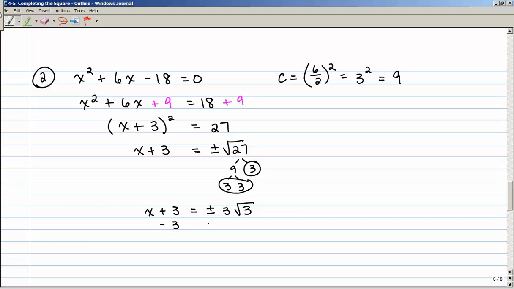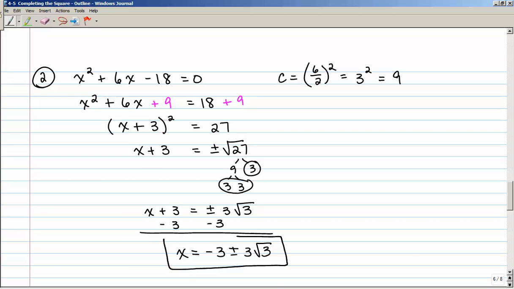And then subtracting 3 from both sides gives me x equals a negative 3, that's this negative 3 right here, plus or minus 3 square root of 3. And it's perfectly okay to leave your answer like that. Don't give me a decimal approximation. I prefer it exact with radicals.